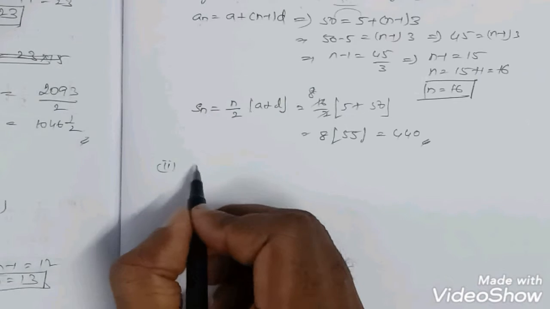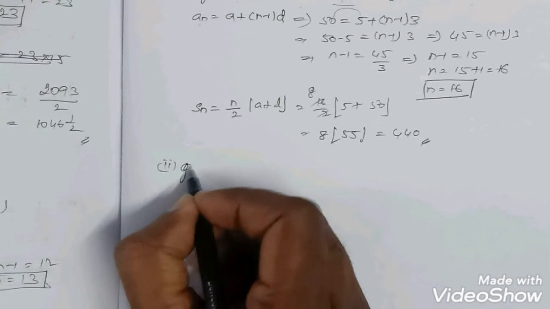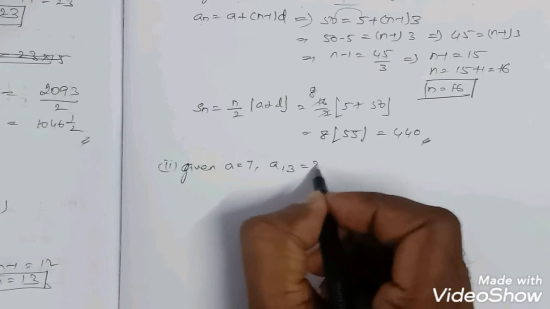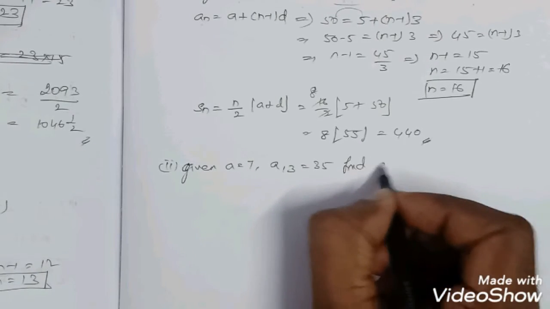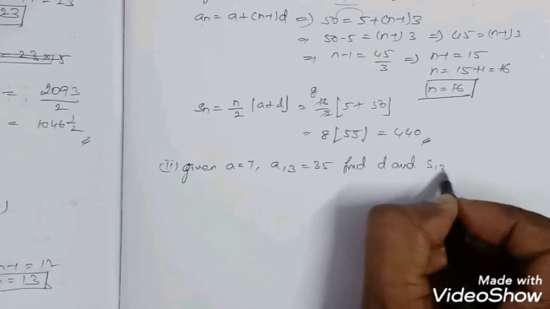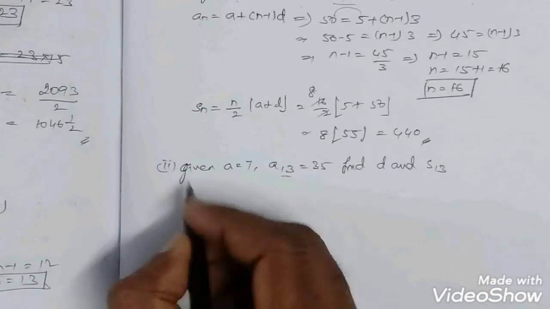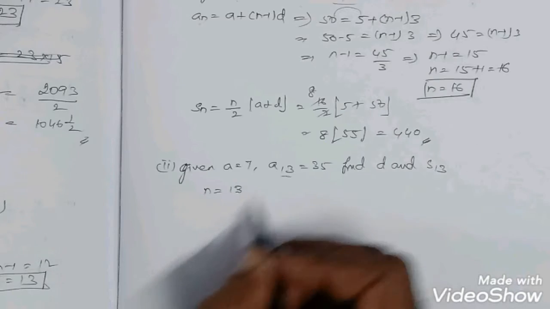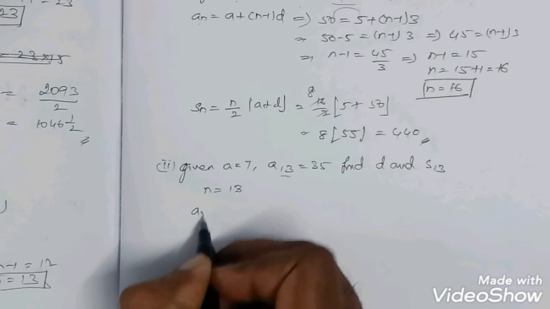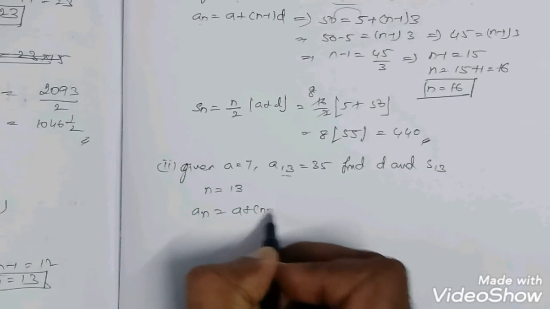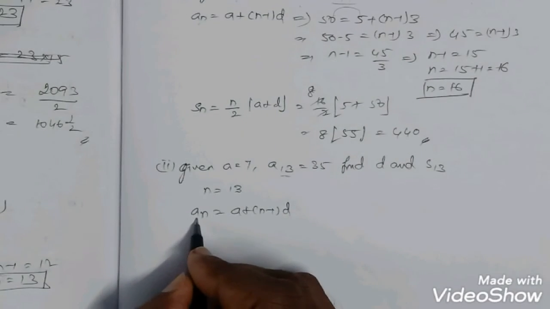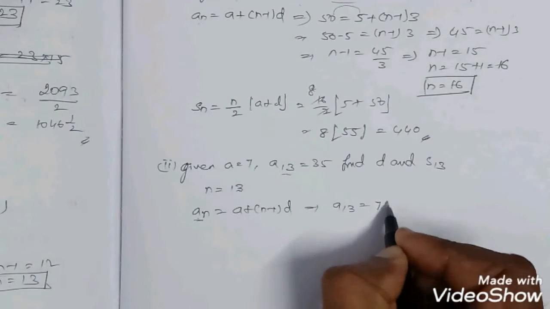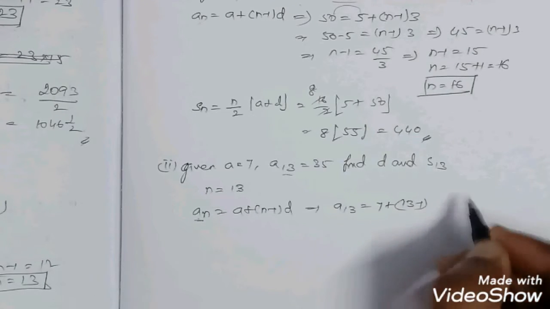Now coming to the second one. Given that a is equal to 7 and the 13th term is given as 35, you have to find the value of d and S13. The 13th term means the n value is already given as 13. Now substitute in your formula, that is an is equal to a plus n minus 1 into d, where an is a13, which is equal to a value 7 plus 13 minus 1 into d.